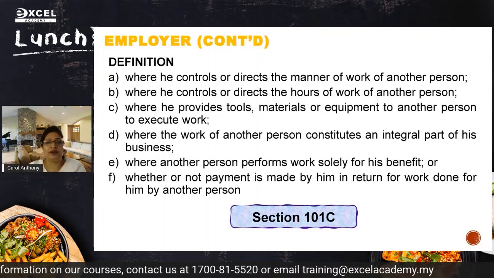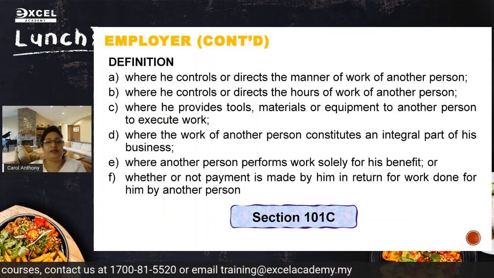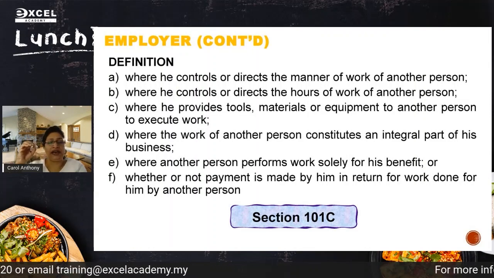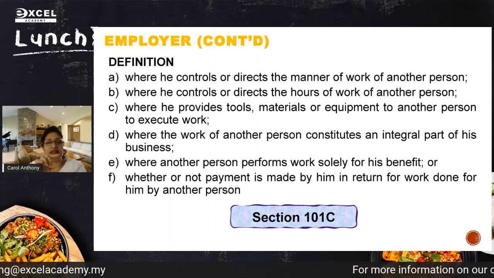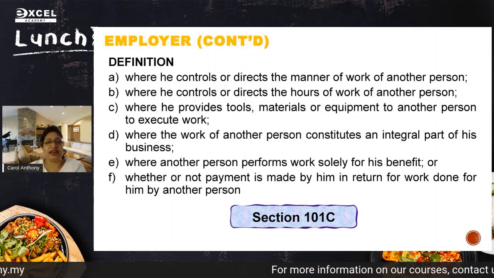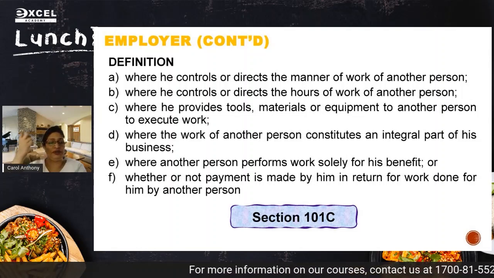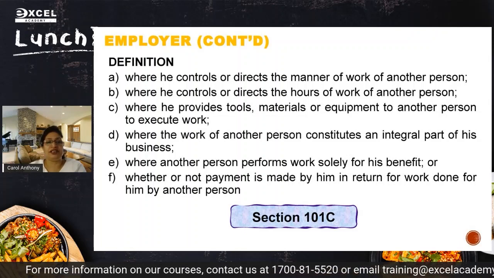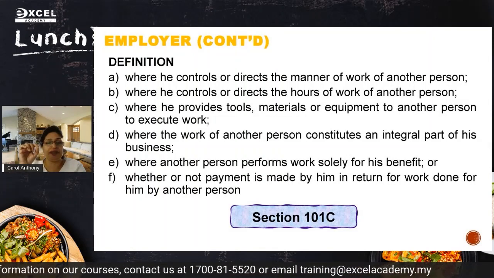So if you see below, I've put in where it comes from, Section 101C. For each of the amendments, you will see the bottom line. I will put the section where it comes from, so it's easy for you to go back and refer to it, all right? So here is a definition they have outlined specifically.